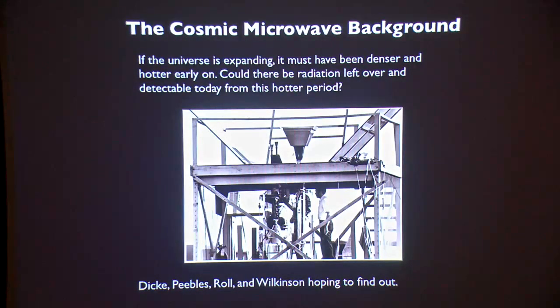So now that we know that the universe is expanding, we also know that at early times it was significantly denser and hotter. Eventually there weren't yet any galaxies, but you can ask if there's any radiation left over from this hotter period. This is exactly the question that Dicke was asking, and it got Peebles, Roll, and Wilkinson to work on it. Here they're shown on the roof of the Princeton Physics Department, trying to see if they can find any radiation that's left over from a hotter period of the universe. I should say this is only really showing Roll and Wilkinson. Jim Peebles, you might know, received the Nobel Prize recently, and Dicke isn't shown in the picture.